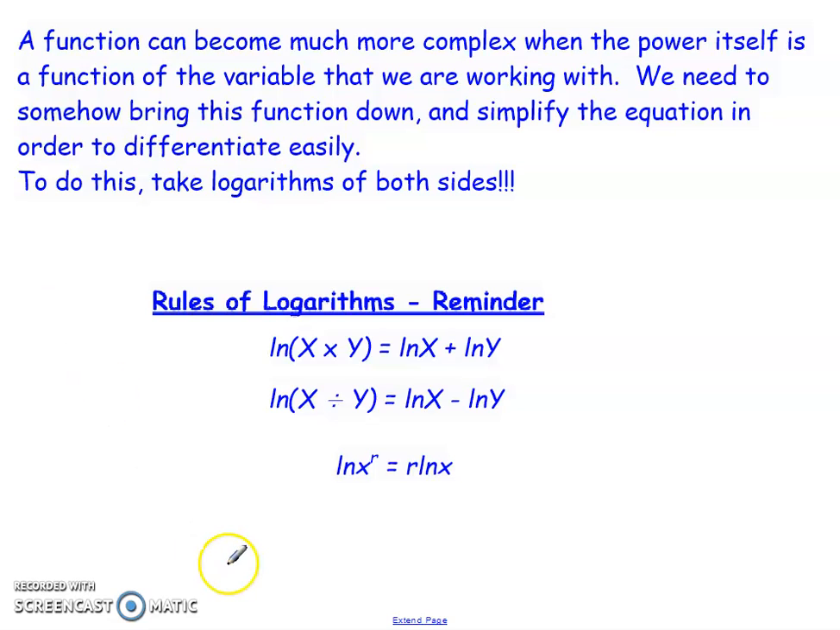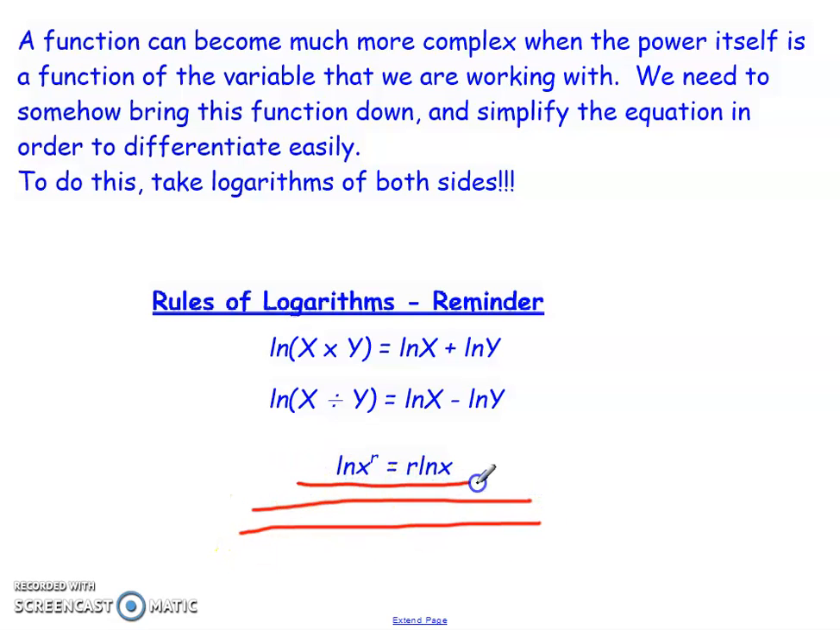Now, these are a reminder of the three key rules of logarithms that we've covered at National 5 and Higher level prior to this. So the first is that the logarithm of x times y can be split into the logarithm of x plus the logarithm of y. ln of x divided by y can be split into ln x take away ln y, and ln x to the power of r, we can bring the power down and make it r times ln x.